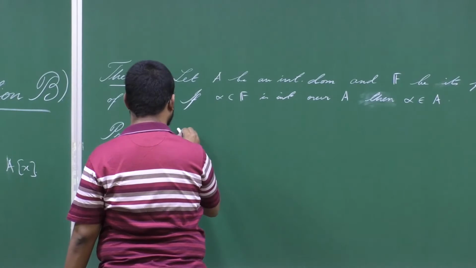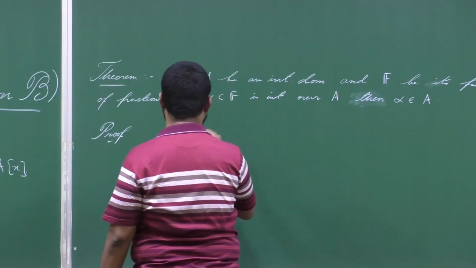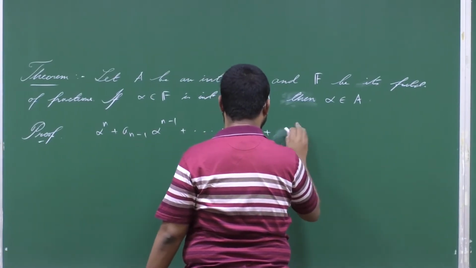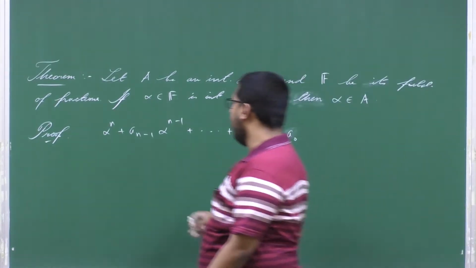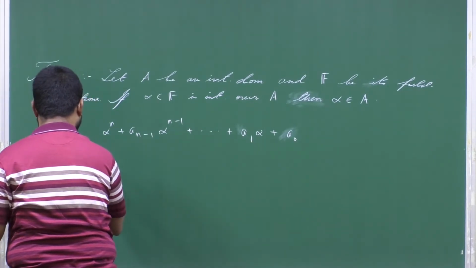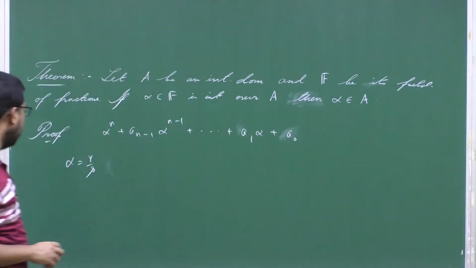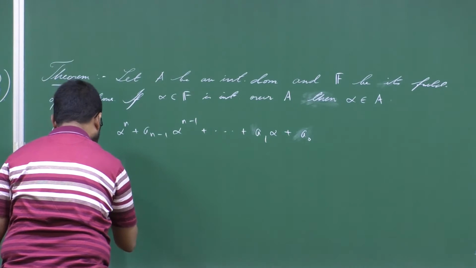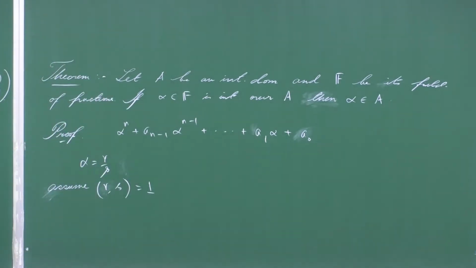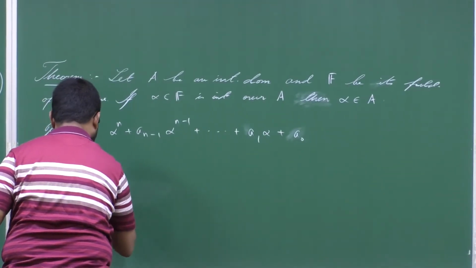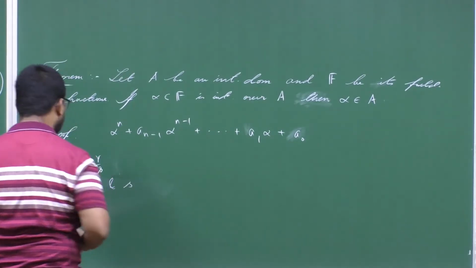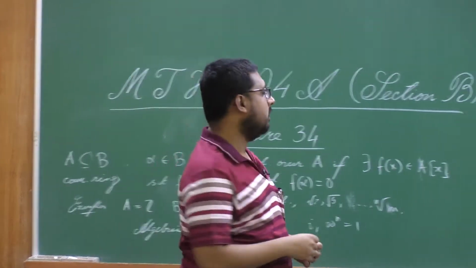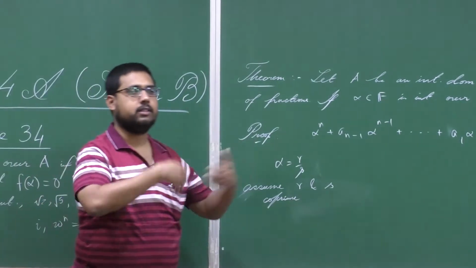So the proof of this is actually quite easy. How to prove that? Alpha will satisfy some equation like this, where each a_i belongs to A, and since alpha is in F, alpha must be of the form r by s, where we can assume that r and s are coprime. Because both have factorizations into irreducibles, and the irreducible factors which are associates we can cancel out. Therefore, we have obtained a reduced form, where there is no common irreducible factor between r and s.